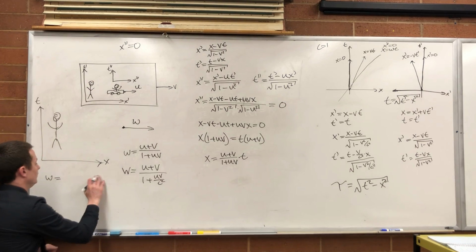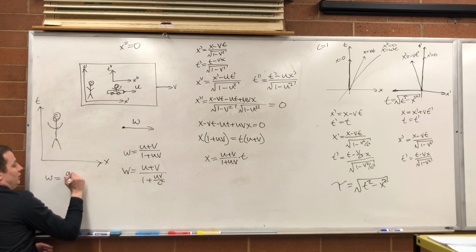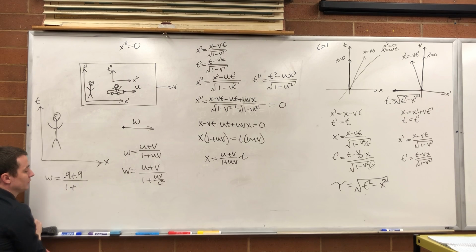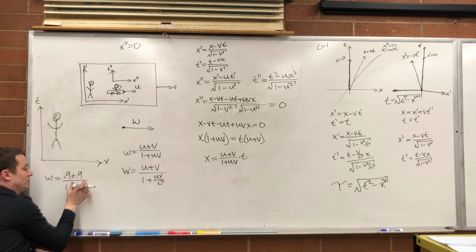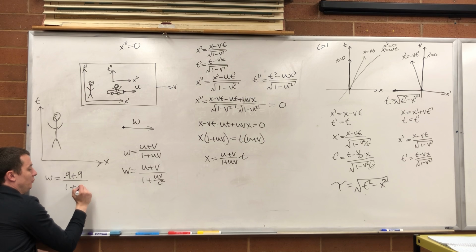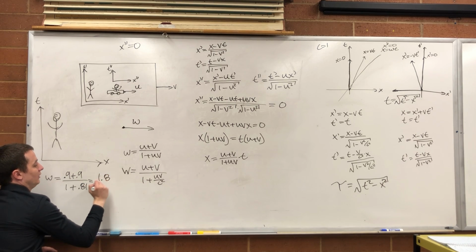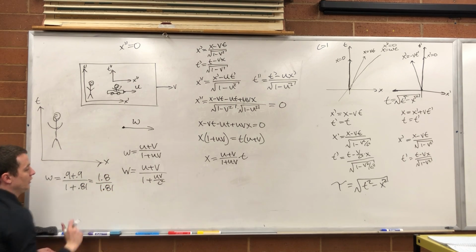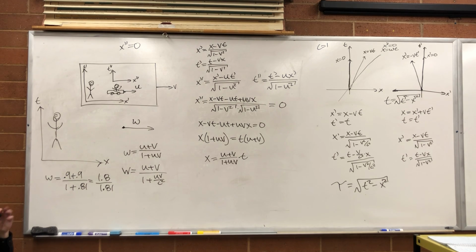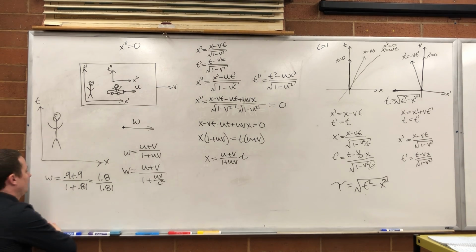All right. So we get 0.9 plus 0.9 all over 1 plus 0.9 squared now, which is 0.81. So this is equal to 1.8 divided by 1.81, which is really close to 1. So you outside the train, how fast do you see my child going? Almost the speed of light, just slightly slower.